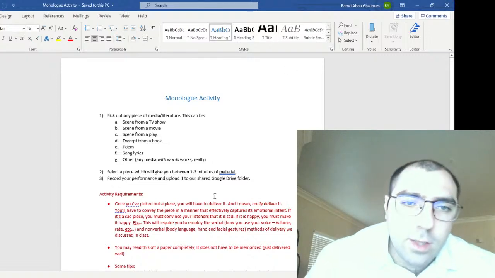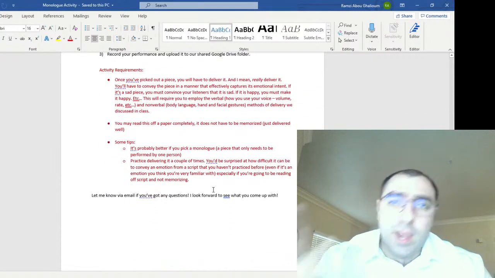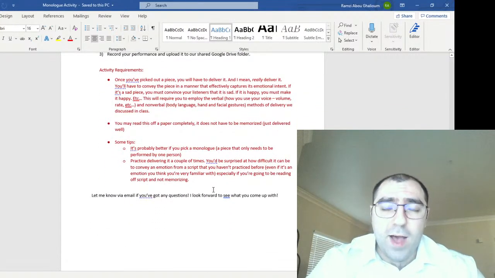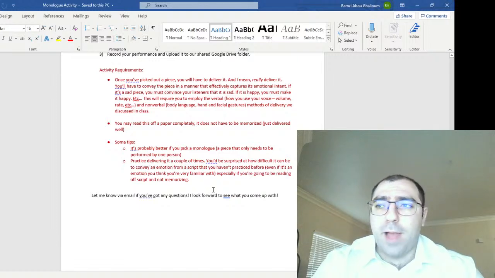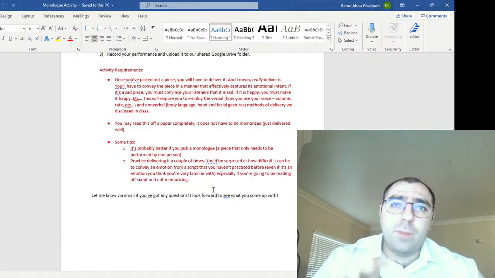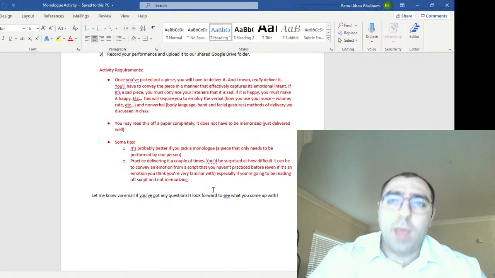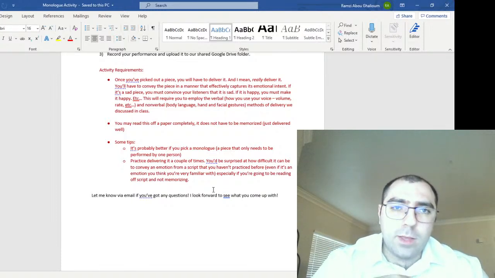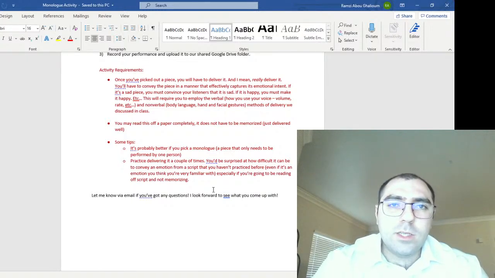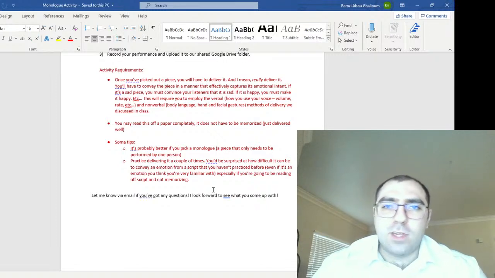Again, super easy. Okay. The requirements of the activity, and again, this file is located, you can find it in Blackboard. You need to be logged into your Alaska EDU Gmail in order to be able to access this, because it's a Google Doc. It's my Google Doc that I've linked for you guys. Once you've picked out a piece, you'll have to deliver it.